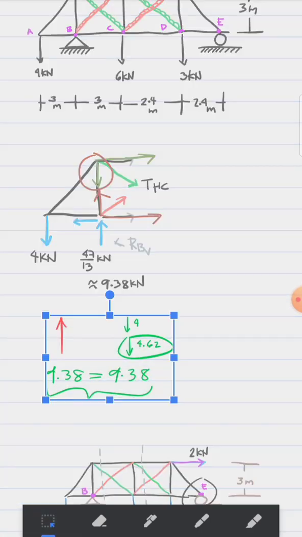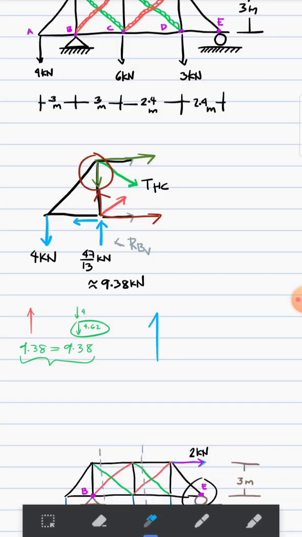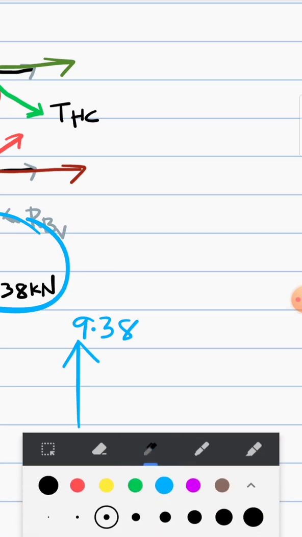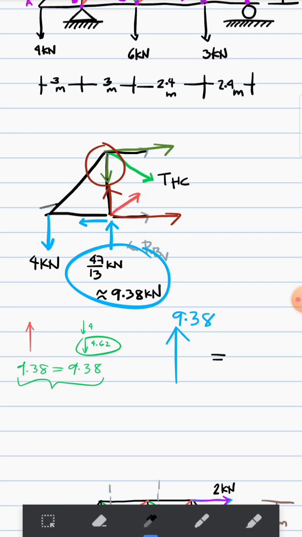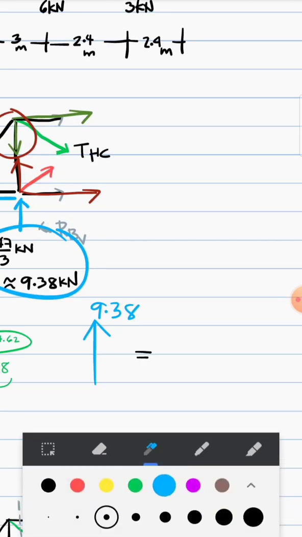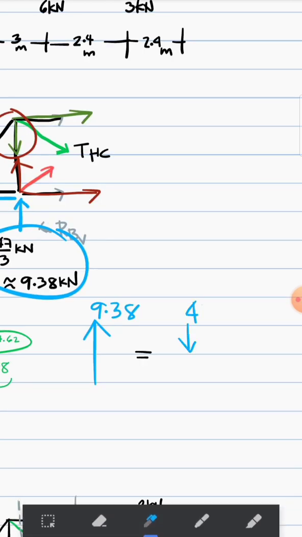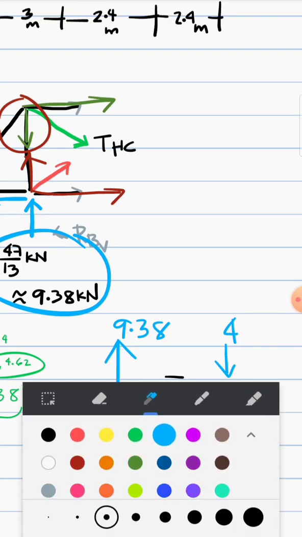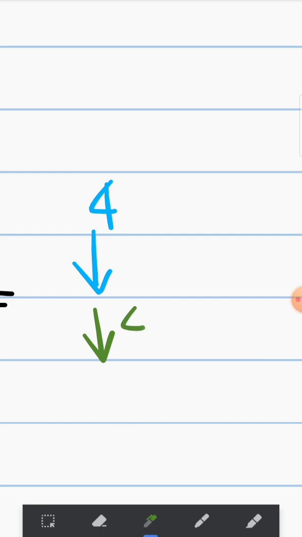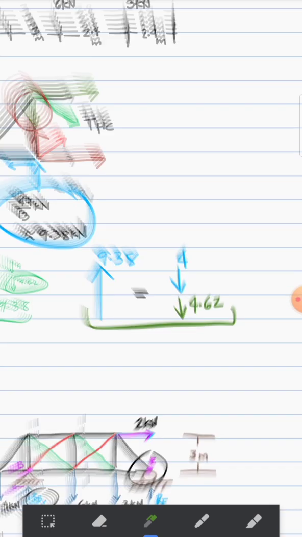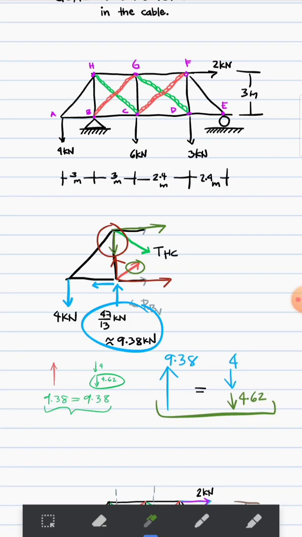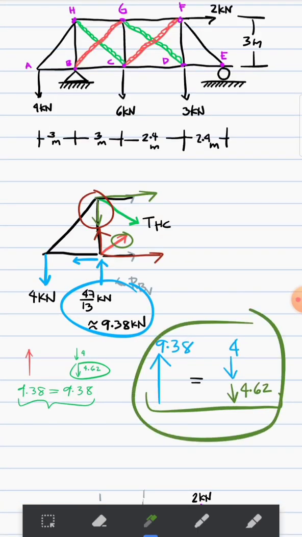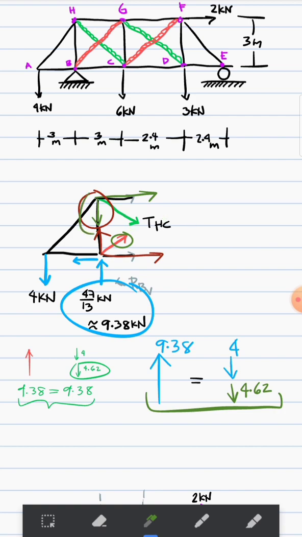So just to see that, here's the blue. This one, 9.38, must be equal to this, another blue, 4 kN, plus this vertical component, 4.62, right? And this must be 0. The tension BG, this one, must be 0, because it's already balanced because of this THC vertical component.